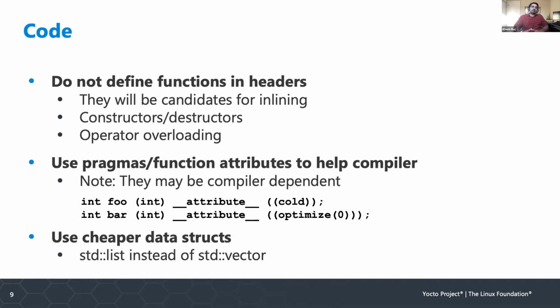And use cheaper data structures, right? So if you're doing C++, use list instead of vectors, right? What you'll see in the generated code is that the code that list generates is way smaller. It might have trade-offs, and depending on how you're doing your data structure alignments, but generally, if you're sensitive to code size, this might be a good trade-off to make.